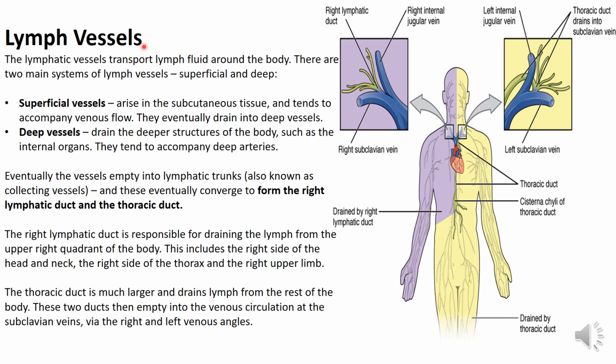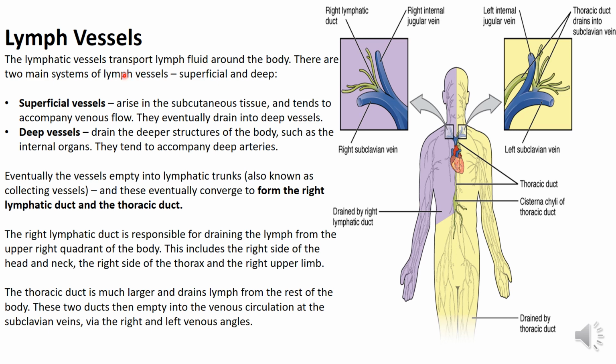So we are seeing the network of the lymphatic system. First we have seen about lymphoid organs, next we have seen about lymph nodes, and now we will see about the lymph vessels. Lymph vessels transport lymph fluid around the body. What do the lymph vessels do? They transport lymph around the body.